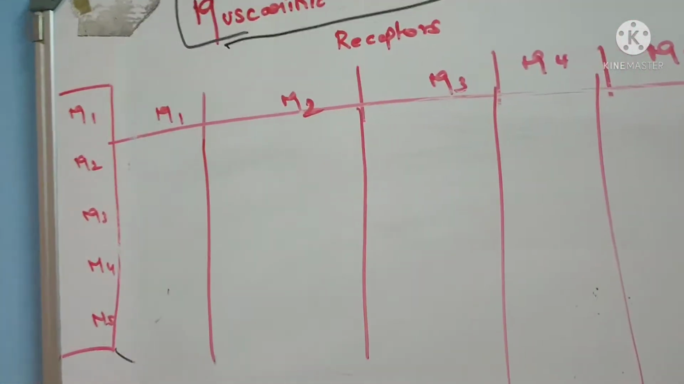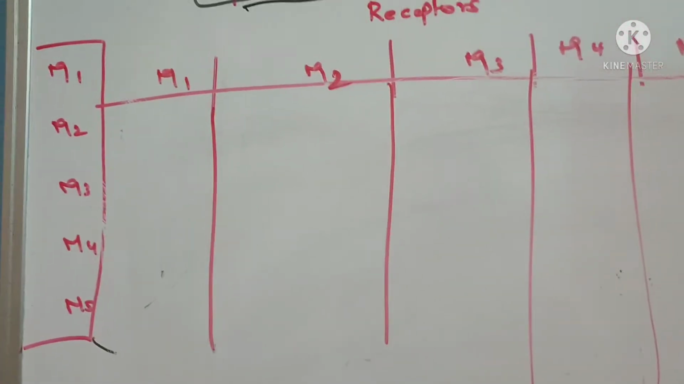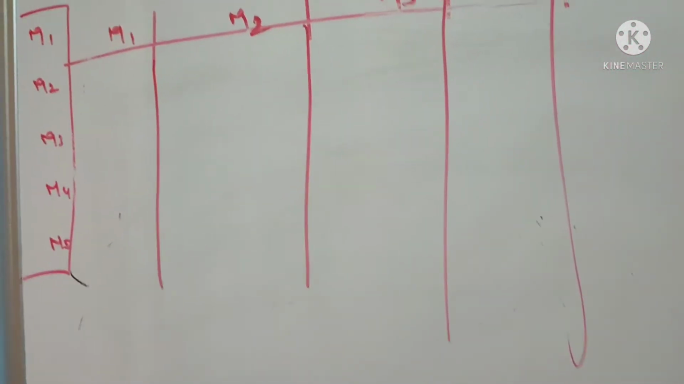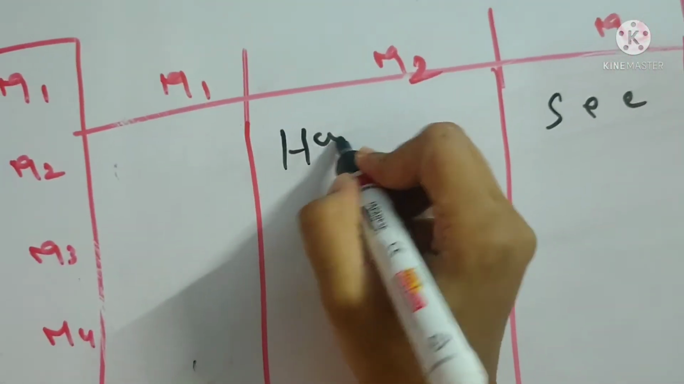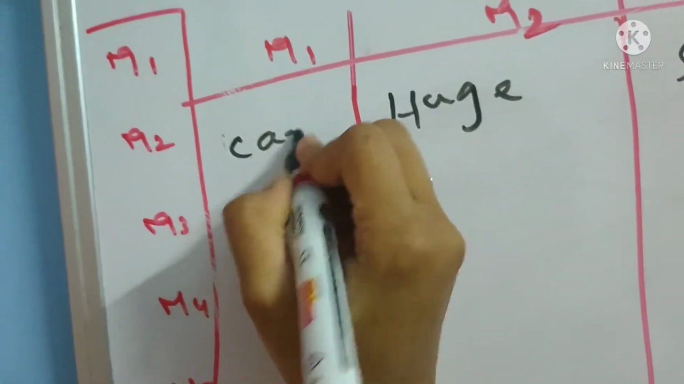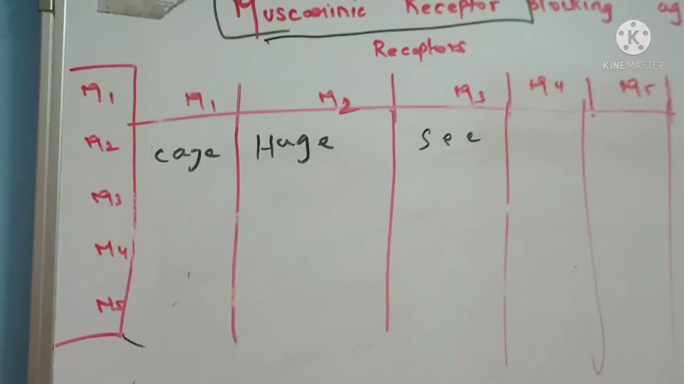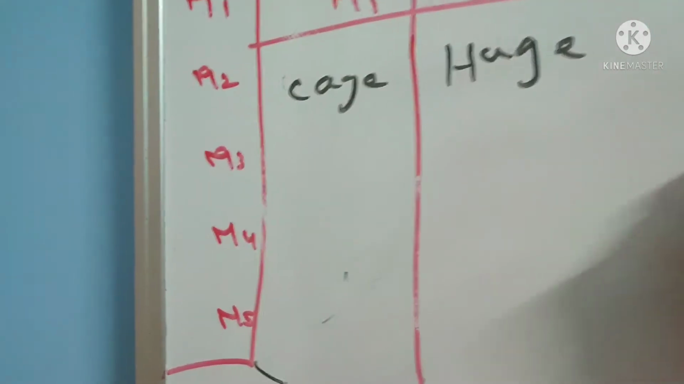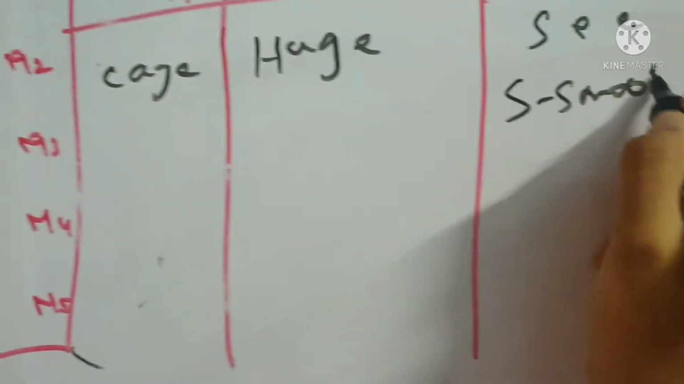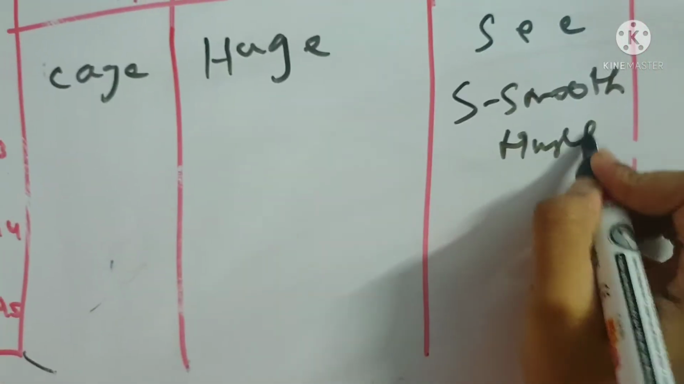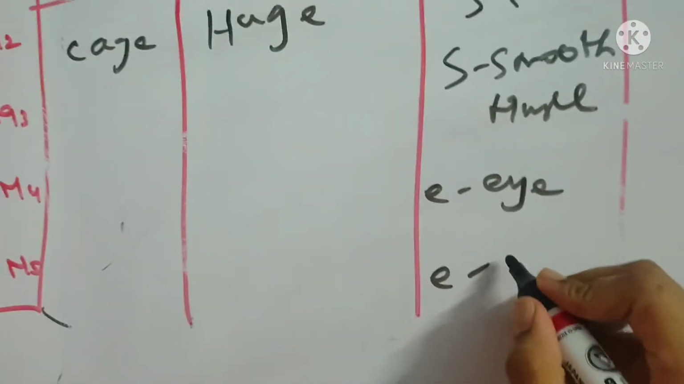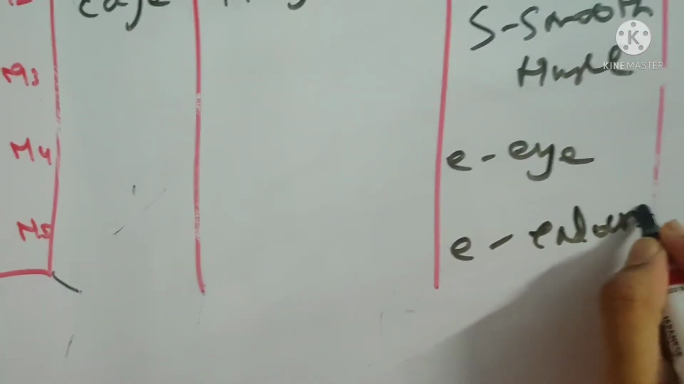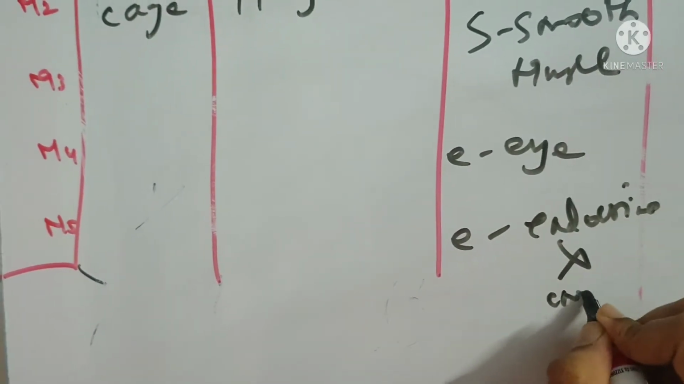M1, M2, M3, M4 and M5 are the 5 muscarinic receptors. You can remember their locations using the mnemonic "CHUGE CAGE". S stands for smooth muscle, E stands for eye, and another E stands for endocrine and endothelial.